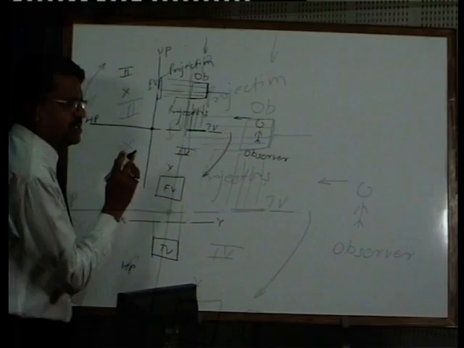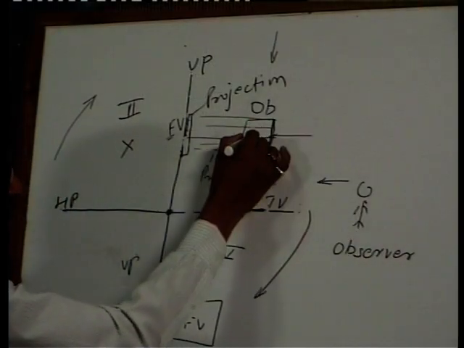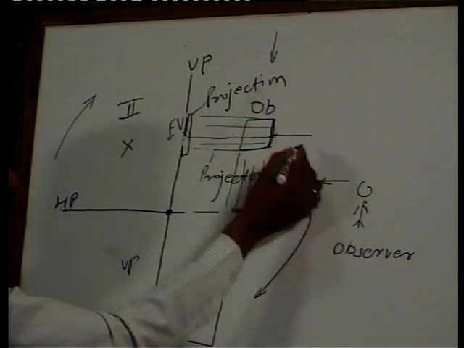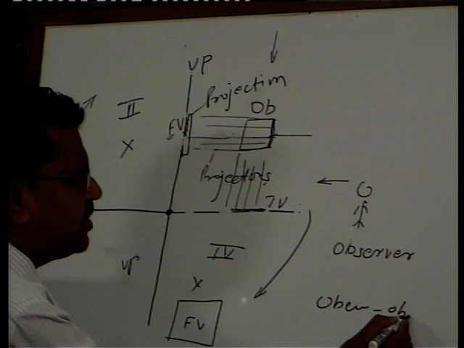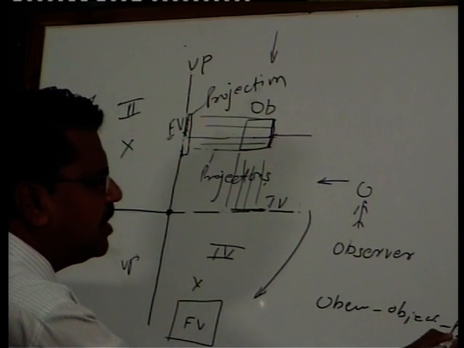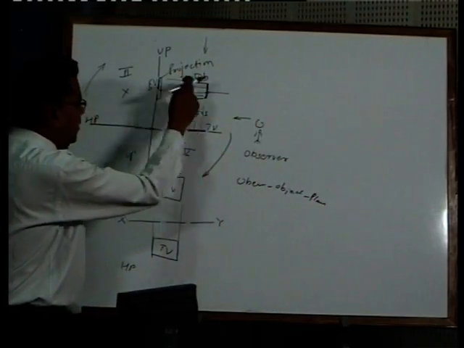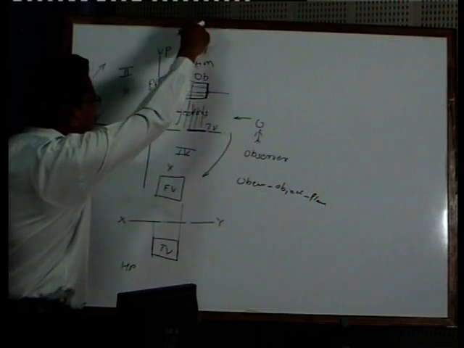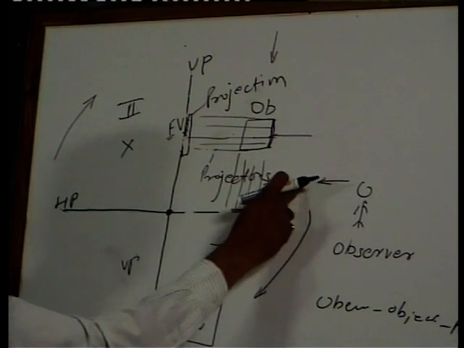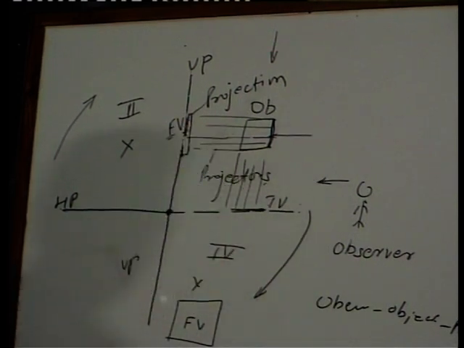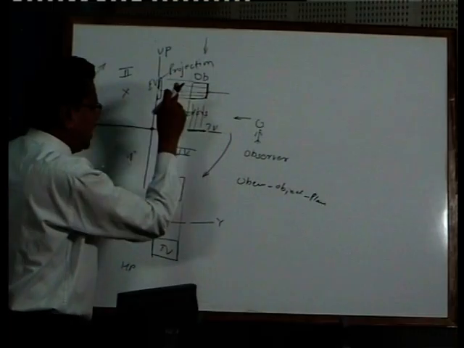Now what is the principle of the first quadrant? You see here, this is the observer, then this is the object, and this is the plane. The principle of the first quadrant is observer, object, plane. Similarly on the top side: observer, object, plane. Now to get the side view, what do we want again? We want the observer, object, and plane.